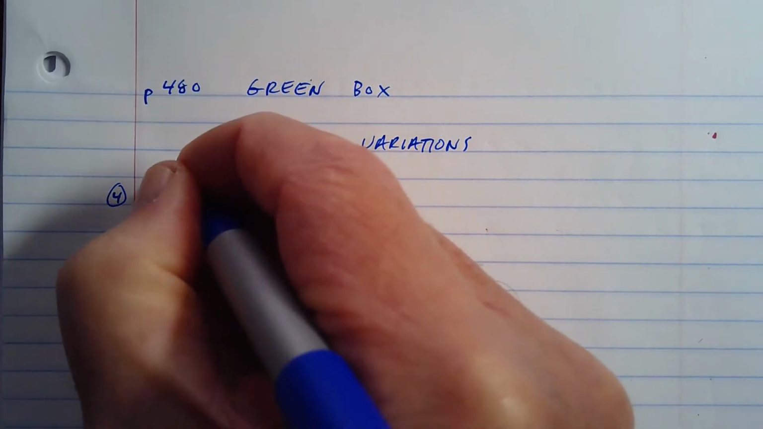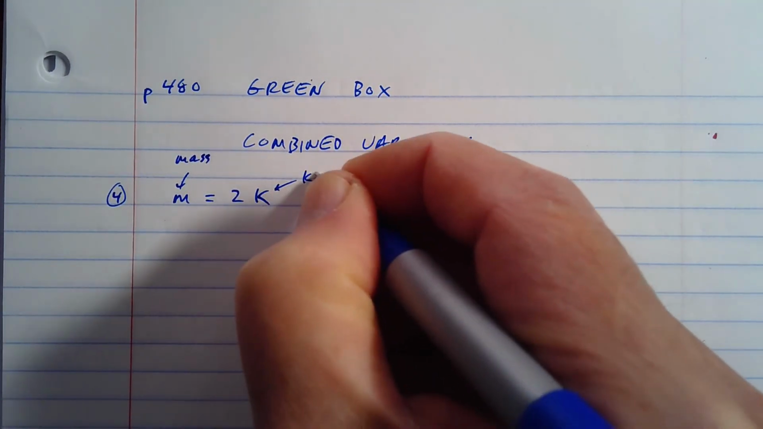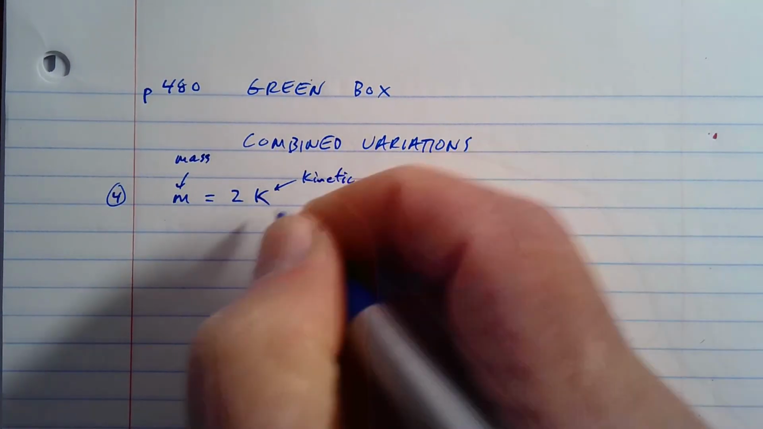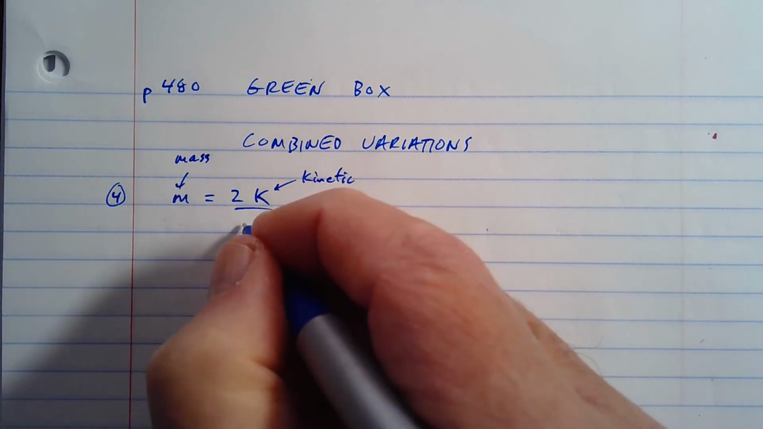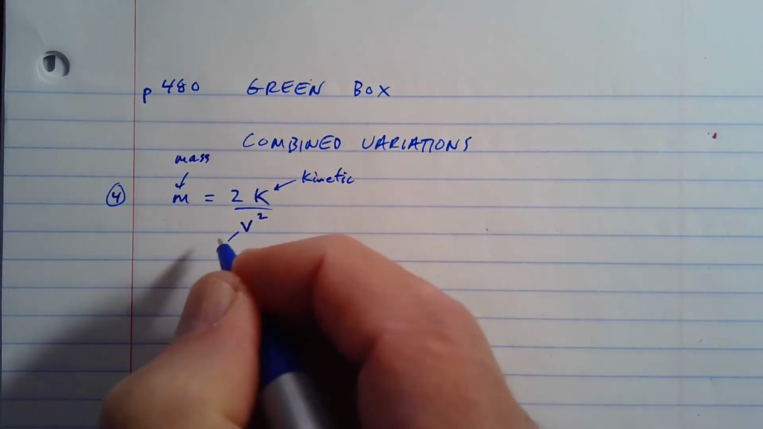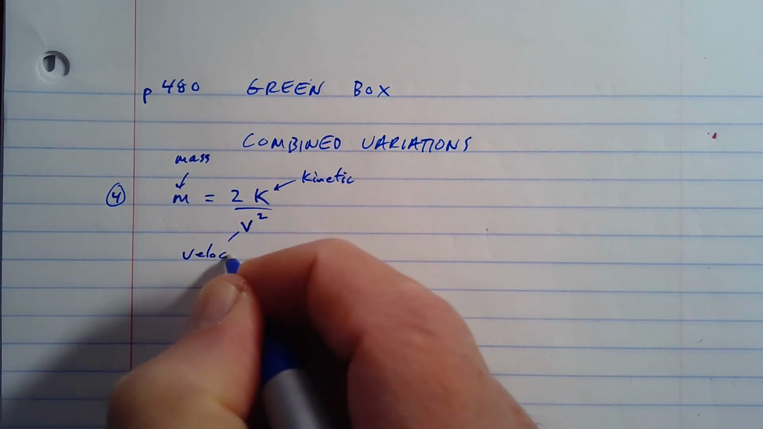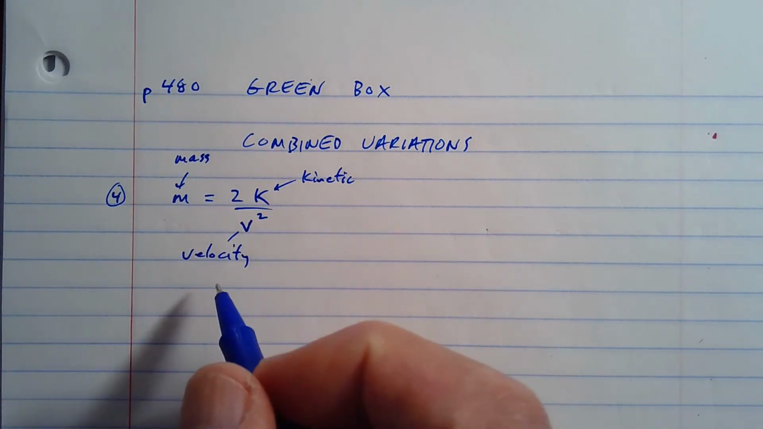So m is the mass of the moving object. K is the kinetic energy of that moving object, and then there's an inverse relationship with the velocity, excuse me, which is squared. So v was velocity. And they tell you these values in the problem here.